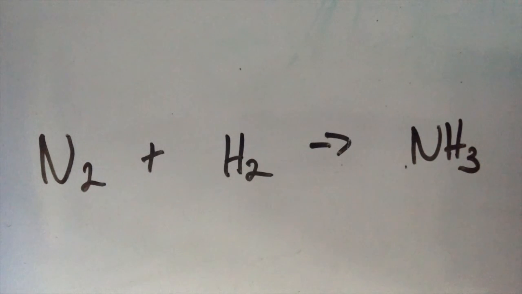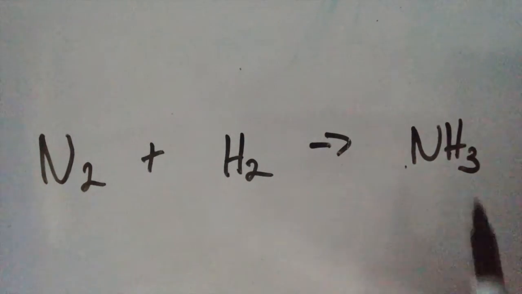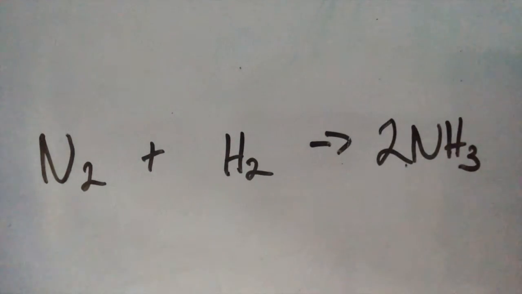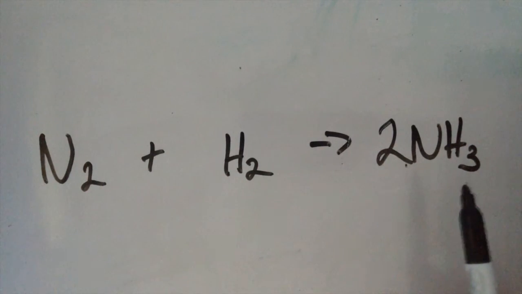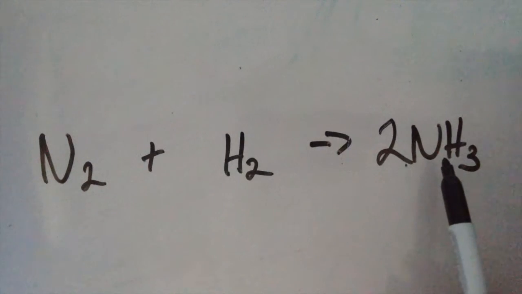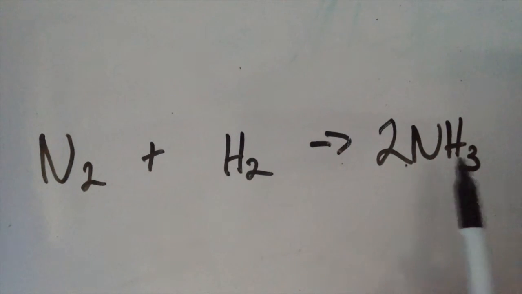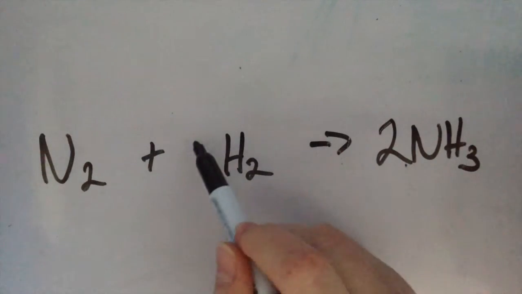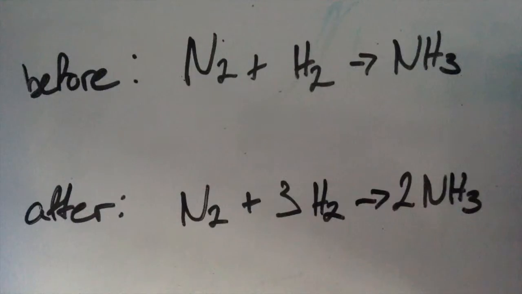For this equation, you can start on either hydrogen or nitrogen. Since there are two nitrogens on the left and one on the right, you must place a 2 in front of NH3. Now nitrogens are completed, but now you have to deal with hydrogens. There are 6 hydrogens on the right because 3 times 2 equals 6. Therefore, you must write a 3 in front of H2. Now the chemical equation is balanced.